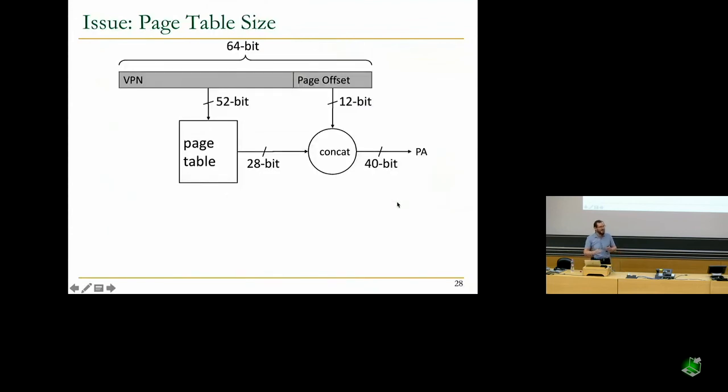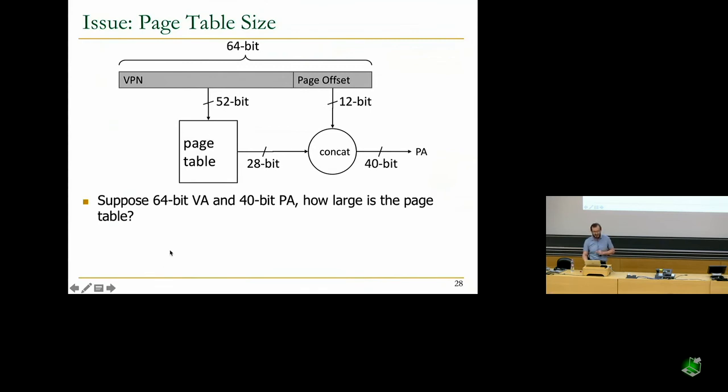So one issue with the page table is the page table size. Let's take a look at a much bigger example, which is more representative of today's systems, right? Let's assume that you have a 64-bit address and your page offset is only 12 bits. You have a virtual page number that's 52 bits. How many entries do you have in the page table? 2 to the 52. That's a huge number, right?